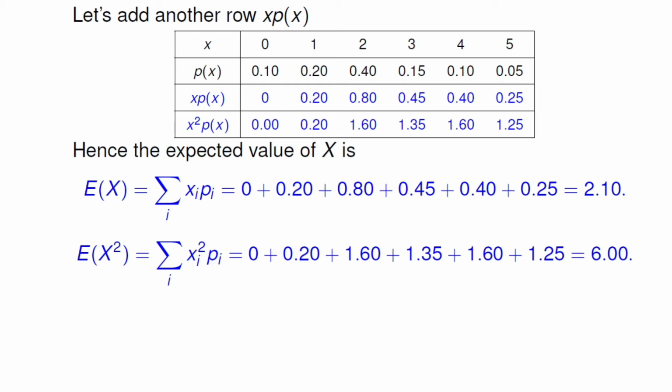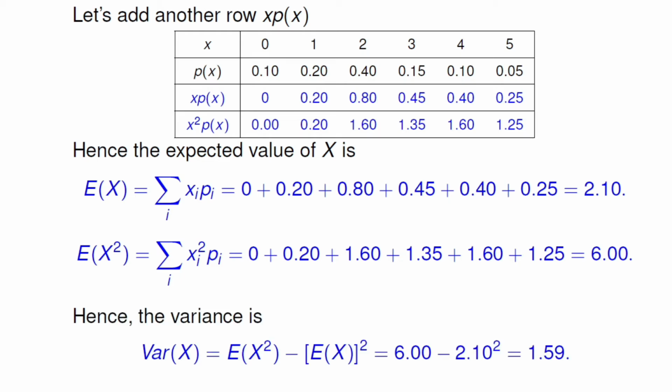Then the variance can be found using the formula: variance equals the expectation of the square minus the square of the expectation. That's 6.00 minus 2.10 squared, which is 1.59. So therefore, the variance of this random variable is simply 1.59.